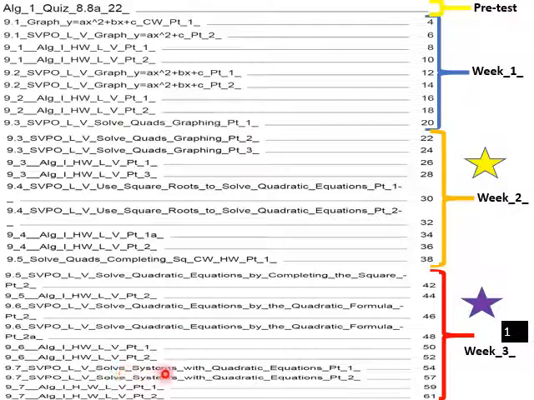And then solving systems with quadratic equations, part 1, part 2. And then you have homework for that as well, all in your third week. By your third week, you have 2 quizzes. So you have a quiz up here in your second week, and then a quiz down here in your third week. So you get graded, we get right into it very quickly.